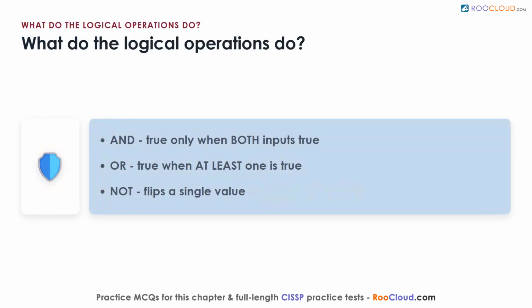What do the core logical operations do? 3 simple rules combine those bits. The AND operation returns true only when both inputs are true. The OR operation returns true when at least one input is true. The NOT operation just flips a single value, turning true into false. These run on whole strings of bits at once, comparing them position by position. Picture 3 different rules for a bouncer. AND needs 2 matching IDs, OR needs just 1, and NOT simply reverses whoever was let in.